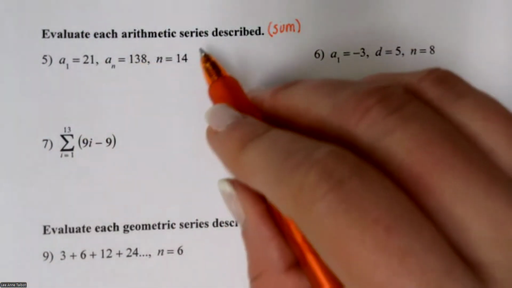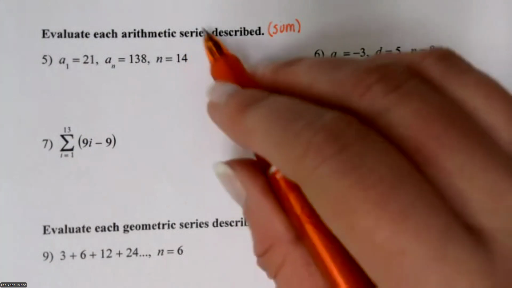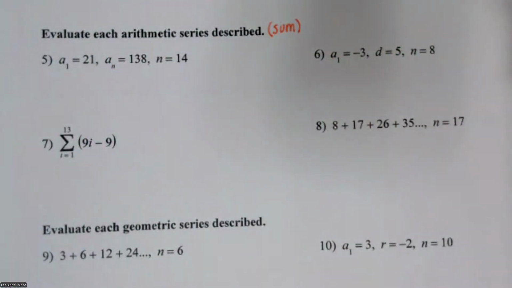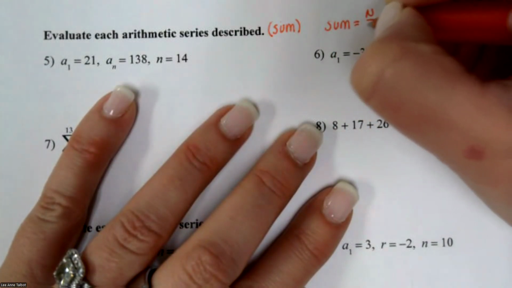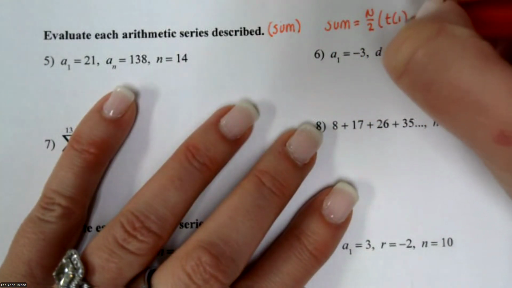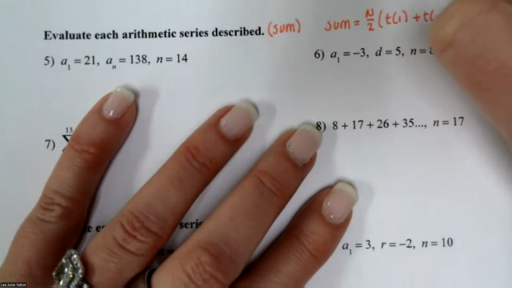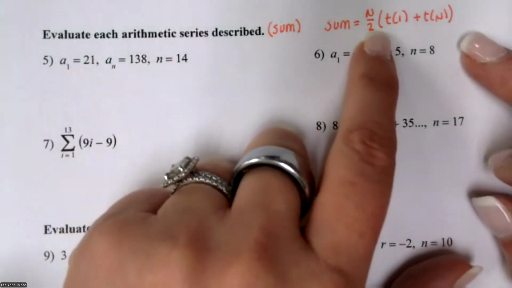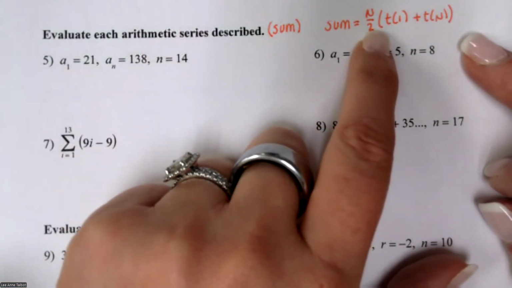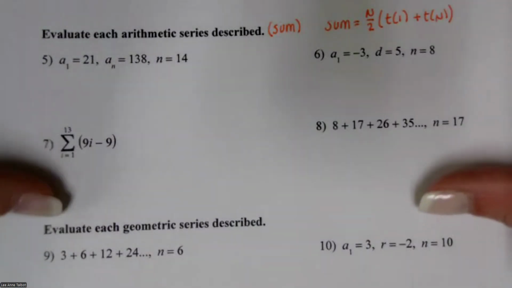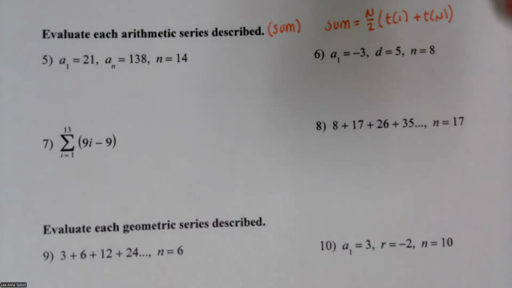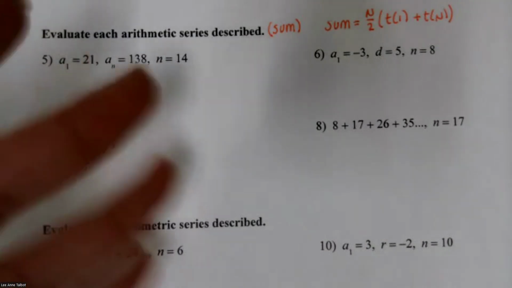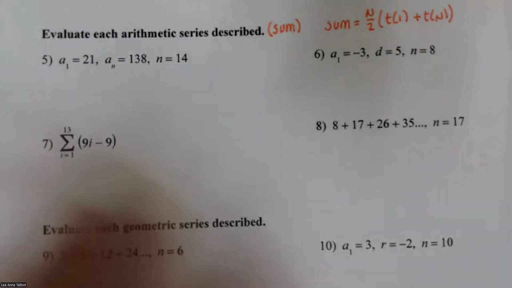Evaluate a series means that there's pluses in it, so find the answer. And these are all going to use the sum equals n over 2 times the first term plus the last term, the Gauss formula. I feel like you could probably do problems 1 through 8 without any problem. I mean, you might have to think, but you have everything you need as far as what I've taught you to do 1 through 8.